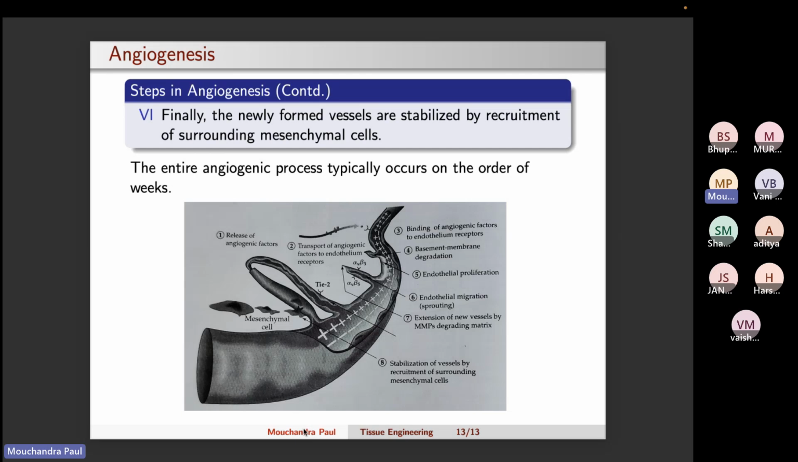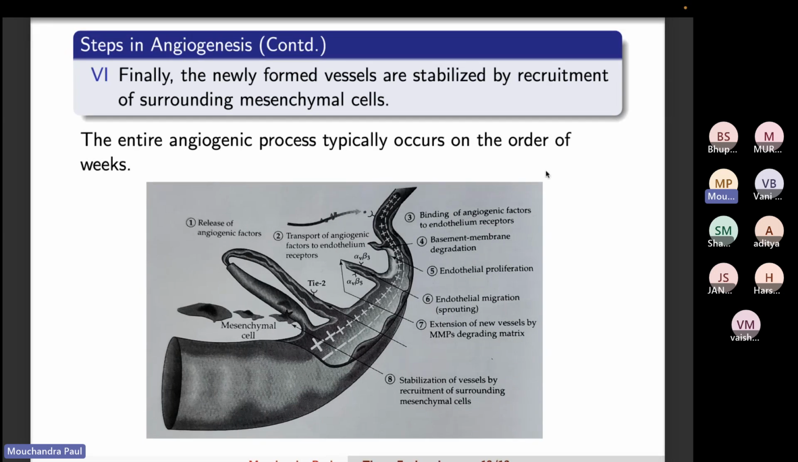And the entire embryonic process typically happens on the order of weeks. So in this figure, all the 6 points have been covered. The first step, as I said, is that angiogenic factors get released. It can be released by macrophages, etc. Various sources are there that can release the angiogenic factors.